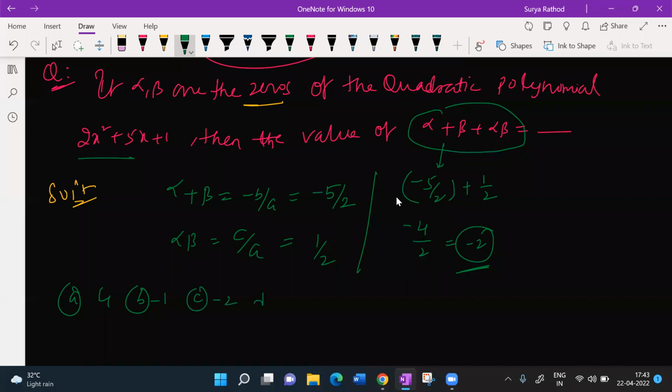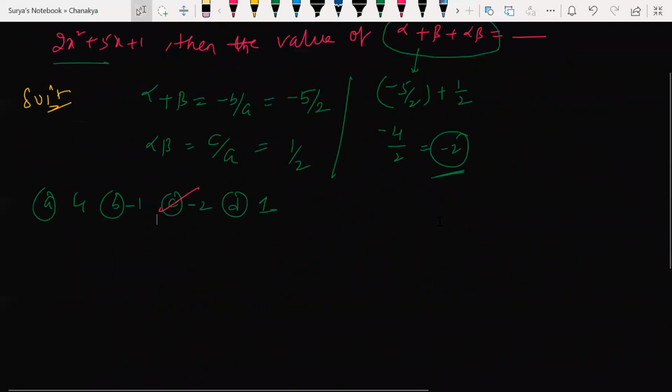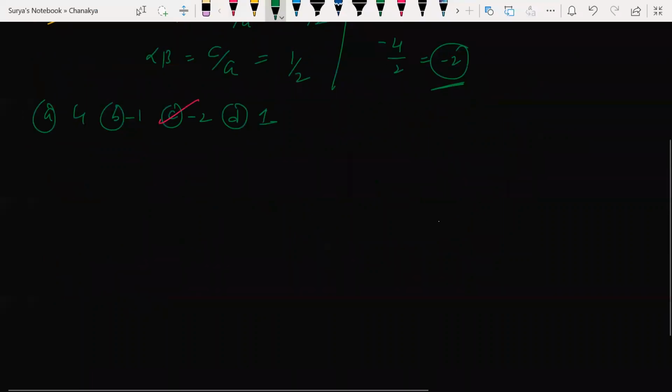C is minus 2, D is 1. Okay, option C is correct here. Option C is correct, guys. So next question. Shall I go for the next question? Is it clear with everyone?